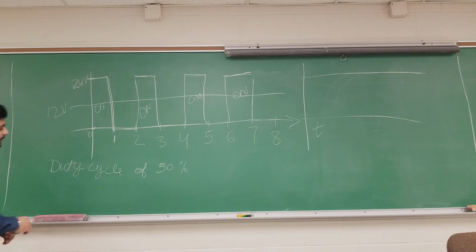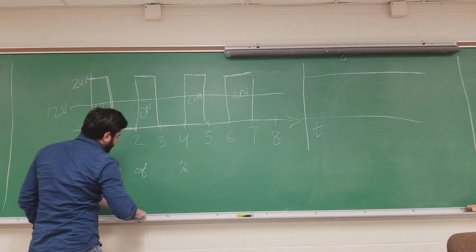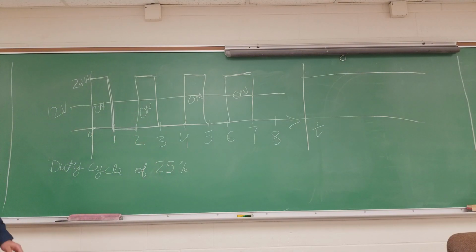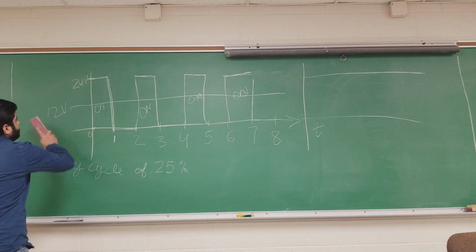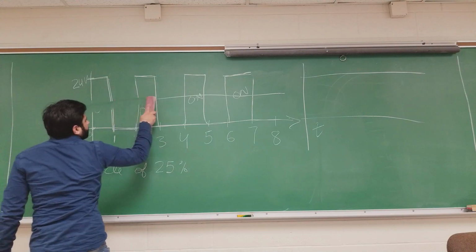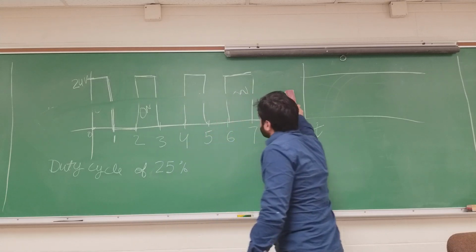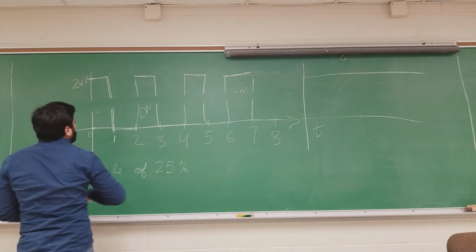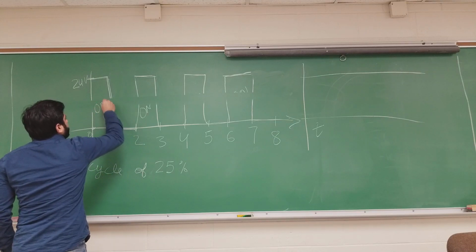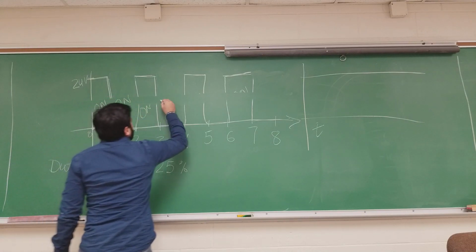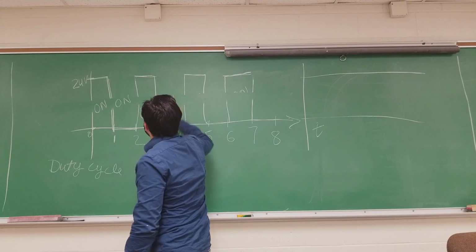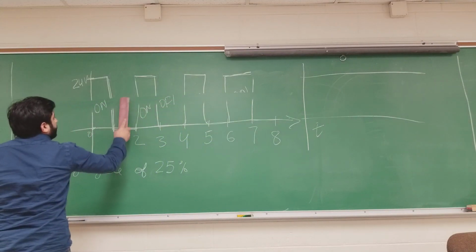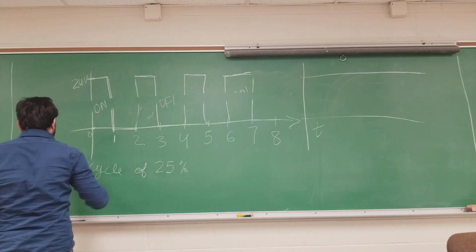Now let's consider 75 or 25% duty. In that case, I have 3 on cycles and 1 off cycle. No, we are going for 25%, so 1 on and 3 off.